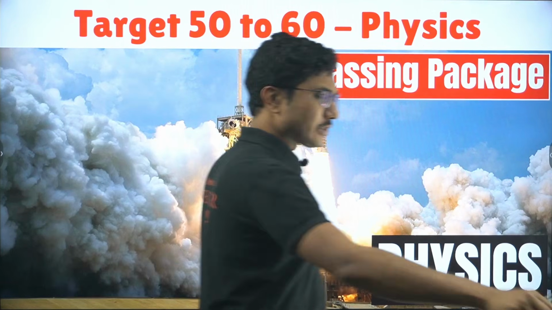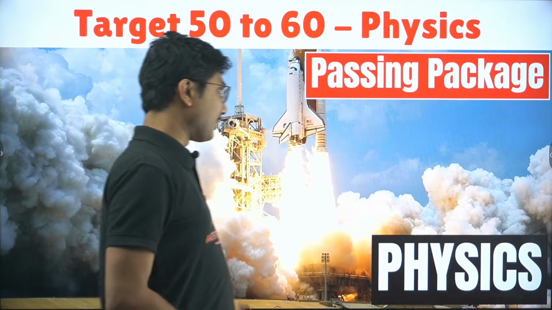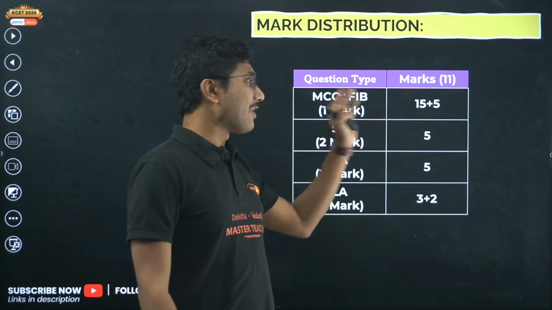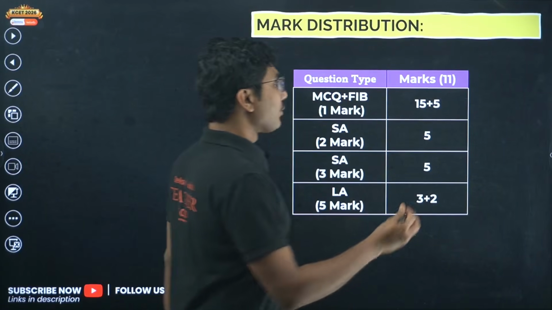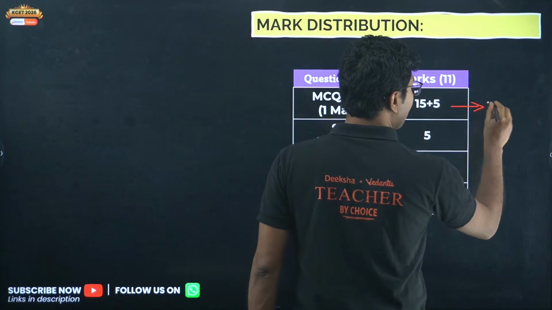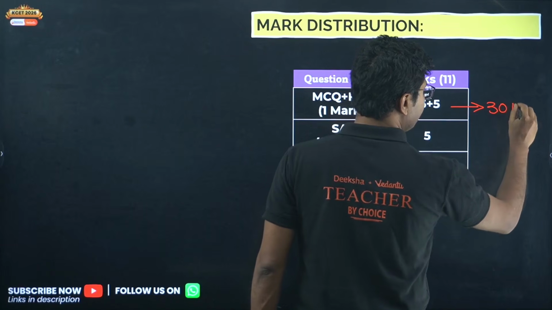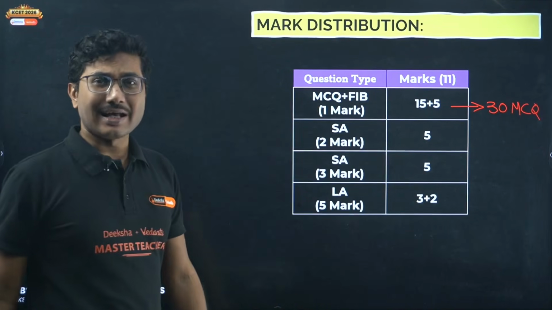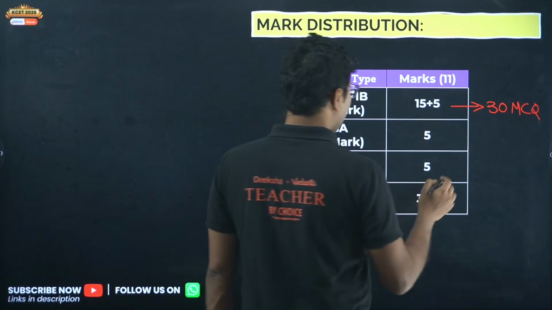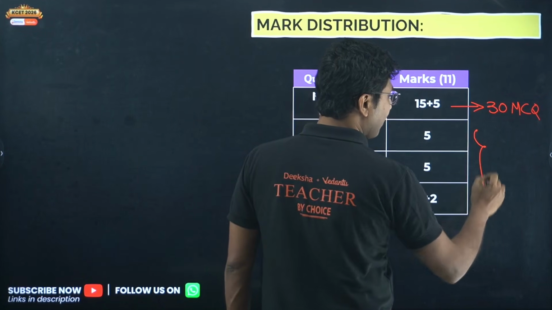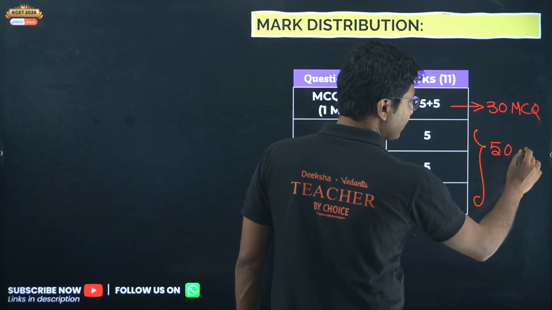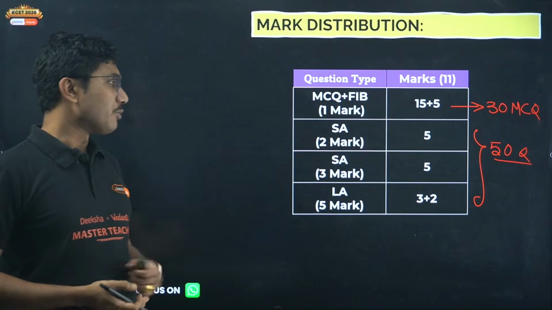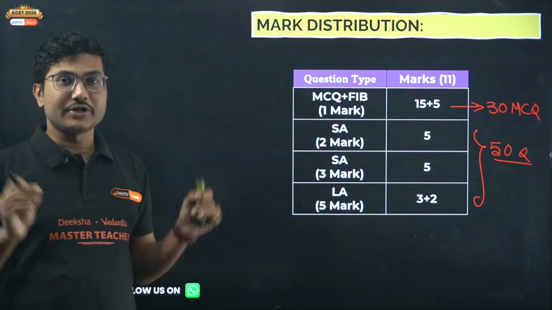But before I start, just wanted to remind you the question pattern of the exam. So you have to answer 15 MCQs and 5 fill in the blanks. We are going to discuss a total of 30 MCQs in this lecture, and obviously sufficiently enough 2 marker, 3 marker and 5 marker combined, we are going to discuss 50 questions. Okay, so 30 MCQs and 50 questions from 2, 3 and 5 markers, so sufficiently enough.